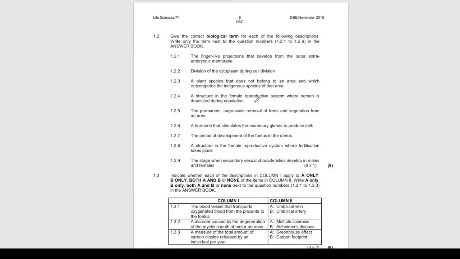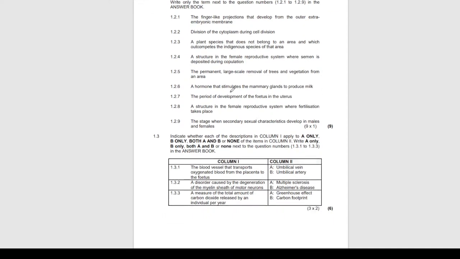They're saying the structure of the female reproductive system where semen is deposited: vagina. We don't talk about that. Hormone that stimulates the mammary gland. We don't talk about it, not yet there, but it's prolactin. They're saying the period of development of the fetus. This is the gestation period. Use gestation period rather than pregnancy, just in case. Structure of the female reproductive system where fertilization takes place: fallopian tube. Yes.